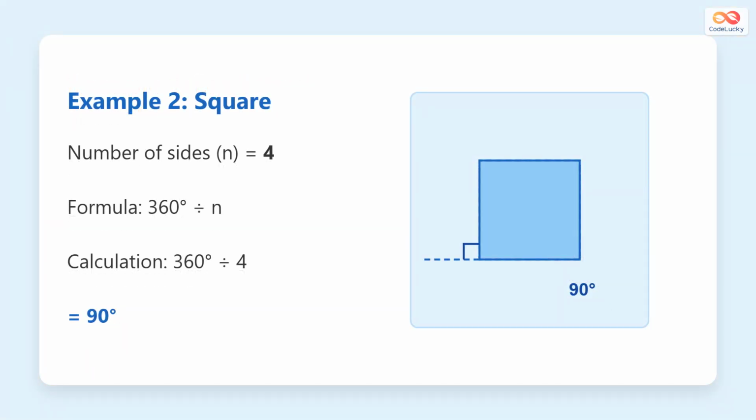Next, consider a square. A square has 4 sides, so n equals 4. We calculate 360 degrees divided by 4. The result is 90 degrees. As you can see, the exterior angle of a square is a right angle.